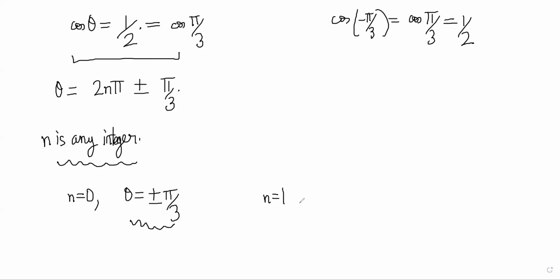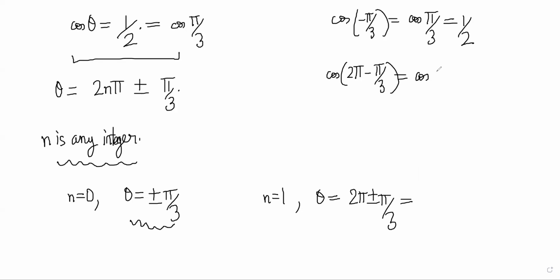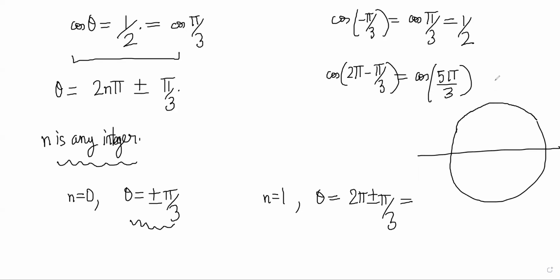If you take n is equal to 1, theta is becoming 2 pi plus minus pi by 3, which is basically 360 minus pi by 3 and 360 plus pi by 3, right? Now, you can again check what is 2 pi minus pi by 3, which is basically 300 degrees. Cos of 5 pi by 3. You can check the value of this by the unit circle method to confirm whether it is correct or not. So if you want to go 300 degrees, this is 300 degrees, right? So the x coordinate of this point will be your cos 5 pi by 3.